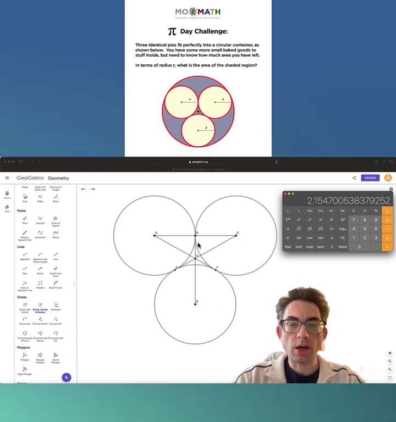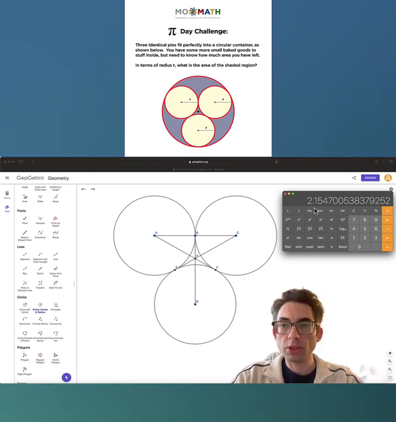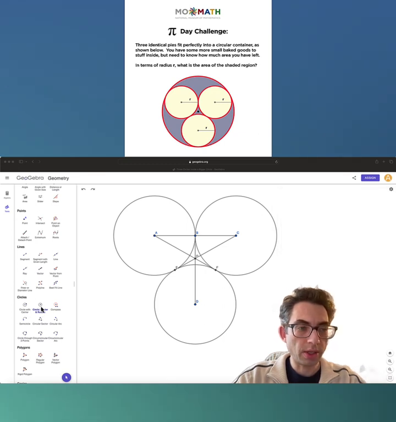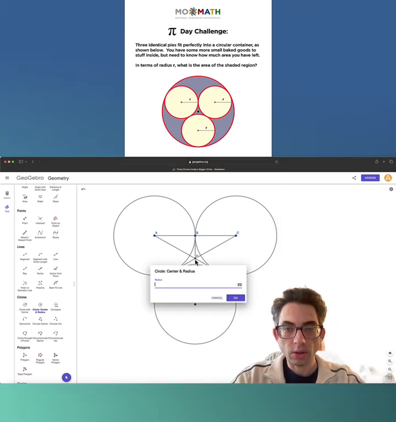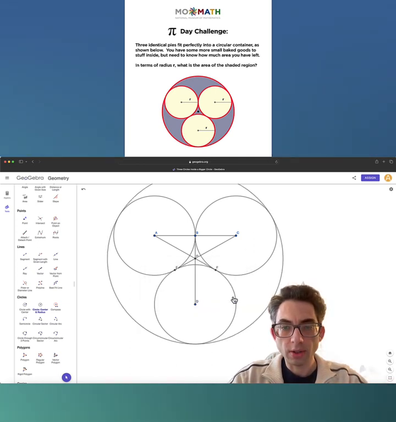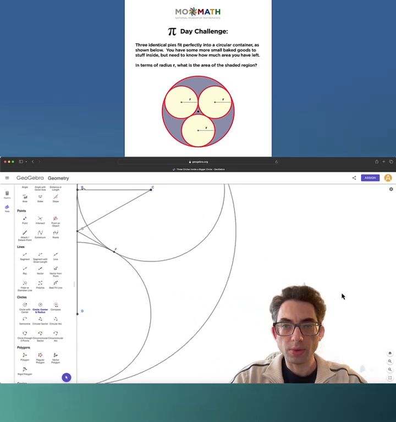So now let's make a circle with that radius. We go to circle with center and radius, and it's 2.1547, and press OK, and boom, there it is. We did it.